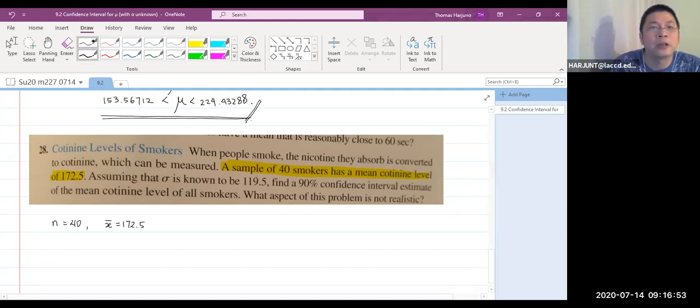Now, it says here that the sigma is known to be 119.5. So let me write it down here. Sigma equals 119.5, and the confidence level is 90%.